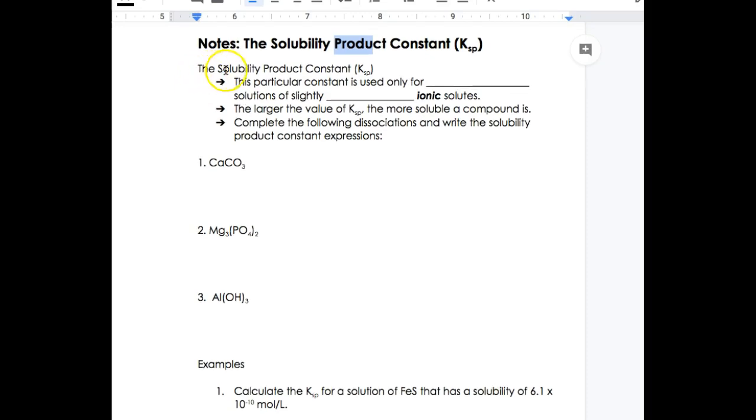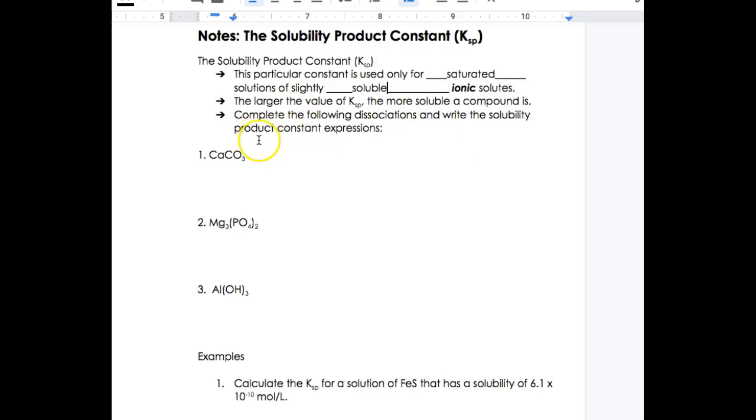Okay, so here it says the solubility product constant, KSP. This particular constant is only used for saturated solutions. It's something that can dissolve, and it can't just dissolve completely. This value only works if a solution is slightly soluble. The larger the K value is, the more soluble it will become. And I'll show you what that means in a bit.